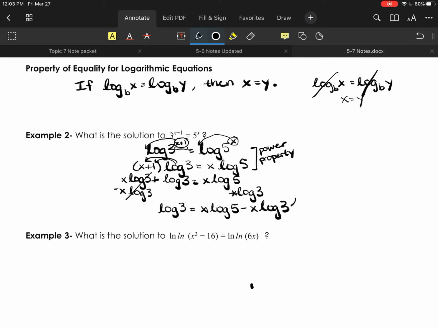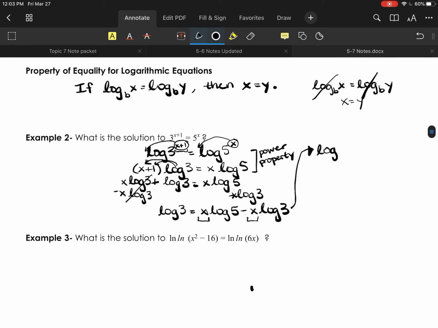All right, now I'm going to move this up here for the next step. Now what I'm going to do is factor out the x that's in common. There's an x in common in both of those terms on the right side. So I'm going to rewrite this as log 3 equals x times, because I'm factoring it out, log 5 minus log 3. The reason you're factoring it out is because you just want one x. That way you can get x by itself. The whole goal is to figure out what x is. So you want to get it by itself.